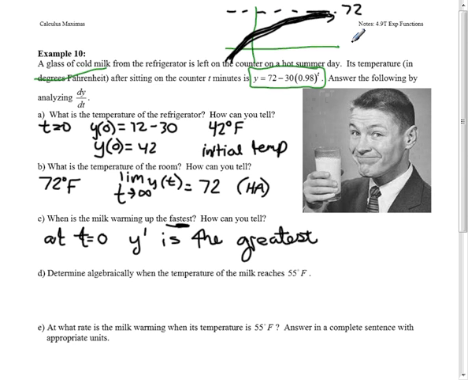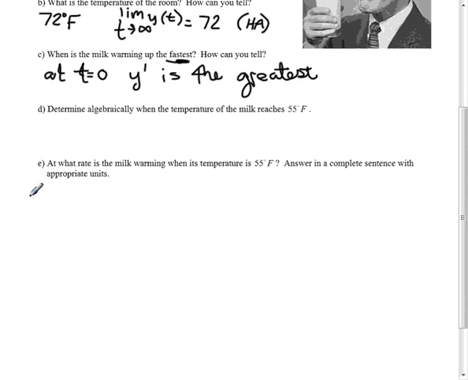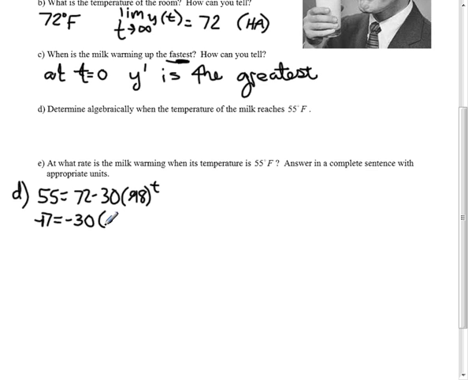Determine algebraically when the temperature of the milk reaches 55 degrees. I don't know if I'm going to have room to write it in there, so I'm going to write it right down here, letter D. So I'm trying to figure out when the temperature will reach 55 degrees. So 72 minus 30 times 0.98 to the t. Solving this, if I subtract 72 from both sides, I get negative 17 equals negative 30 times 0.98 to the t. Divide both sides by negative 30. I get 17 over 30 equals 0.98 to the t.